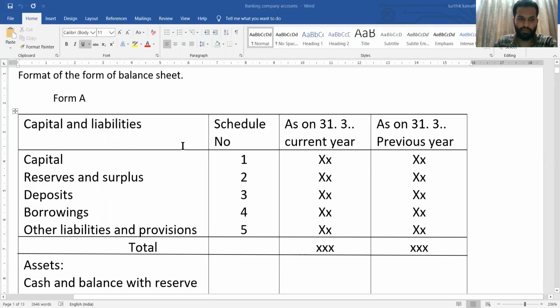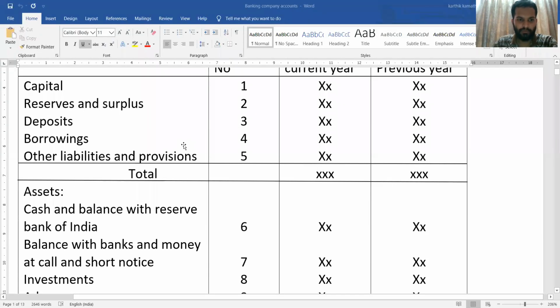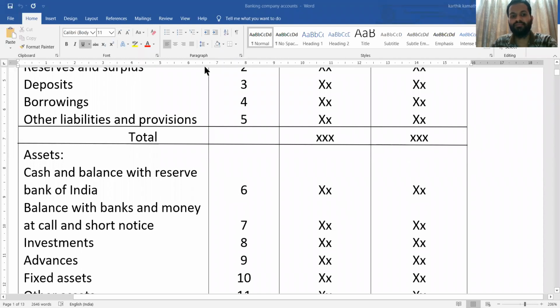Now the asset side of the balance sheet. Schedule number 6 is cash and balance with the Reserve Bank of India. Balance with other banks, and money at call and short notice, is schedule number 7. In schedule number 6 we write the balance of the particular bank whose problem we are solving. In schedule number 7, if other bank information is given, we write it there. Money at call and short notice information is also recorded in schedule number 7.